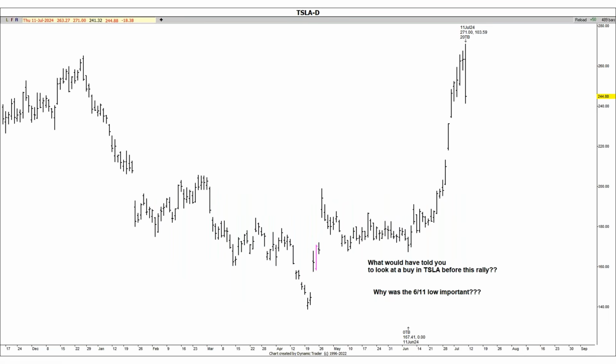So I'm going to show you an example, starting with a blank chart. And I'm going to ask you this question, and I will take questions after the presentation, but actually probably after Tammy finishes. But here, what would have told you to look at a buy in Tesla before this rally started? I don't expect anybody to give me an answer. Some people will, they'll see a pattern or something like that, and that's great. But again, I'm going to ask why the 611 low was important in this case. And here's my answer.